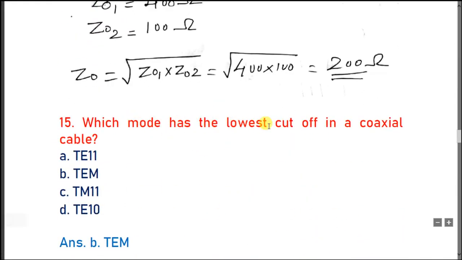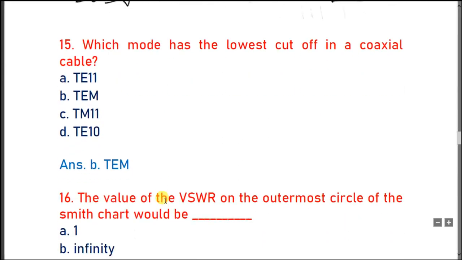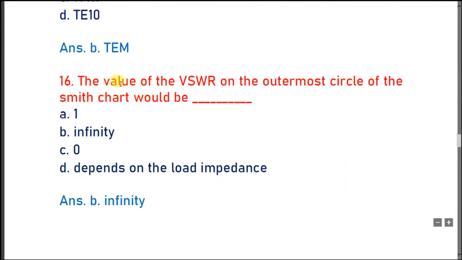Which mode has the lowest cutoff in a coaxial cable? So you remember this thing. In a coaxial cable, only the TEM mode is allowed. No TE, no TM is allowed. So a coaxial cable only supports the TEM mode. So the answer is B. Okay, so it is the same as question number 1. The coaxial cable supports the TEM mode. So the answer is B.